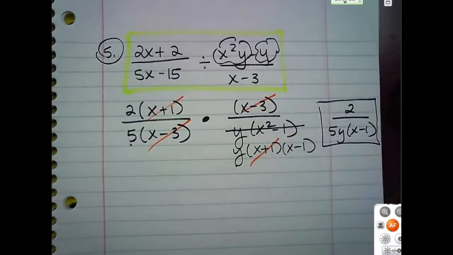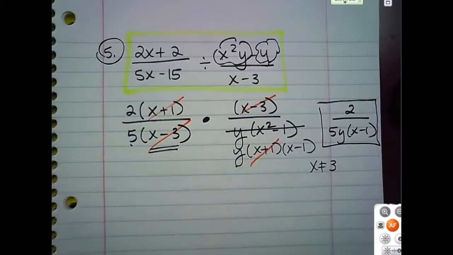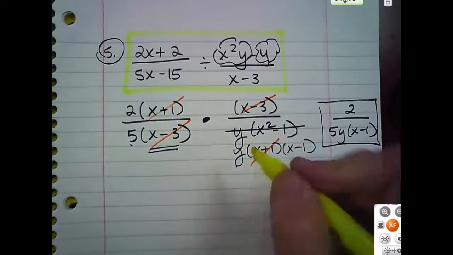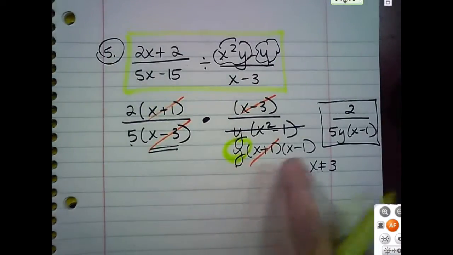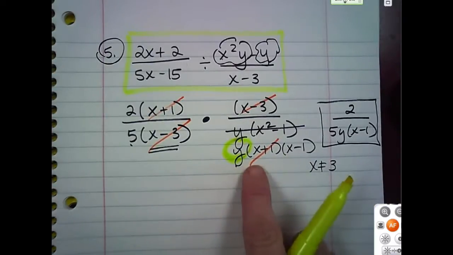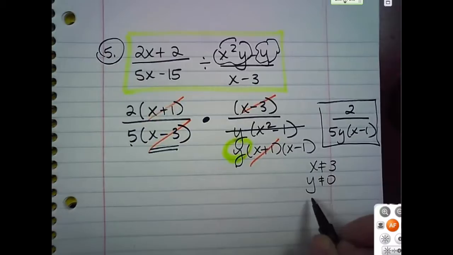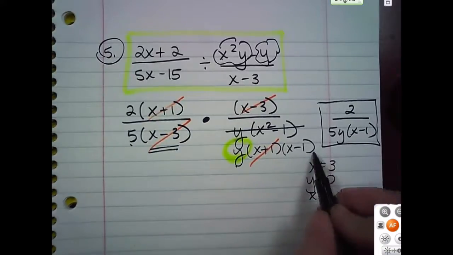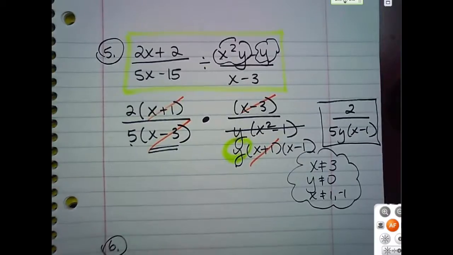Now let's take a look at my restrictions. You're going to look before you cancel, which would be this step. So in this situation here, x can't be 3. What about right here? How about y? What can y not be? 0. Good, because no matter what this is, 1 times anything would stay the same, 2 times anything would double it. But what's going to make it 0 is 0. So y can't be 0. x can't be 1 or negative 1. Number 6.